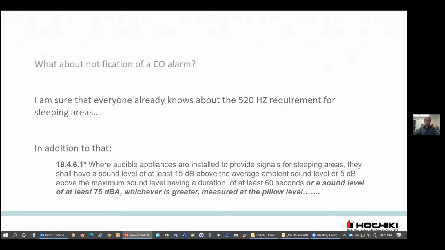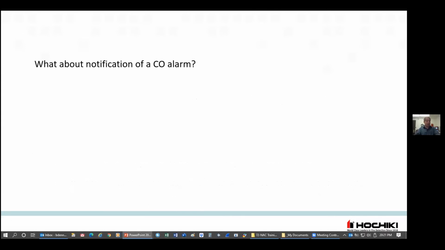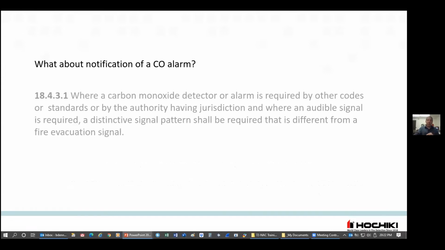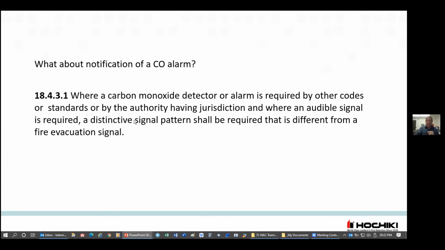Now there's also carbon monoxide alarms too. This is another serious matter. Carbon monoxide poisoning is really a big problem. And the notification for a CO alarm is covered in NFPA 72. It needs to be a distinctive signal pattern, and it has to be different from the fire signal. We heard the temporal 3 pattern a few minutes ago.